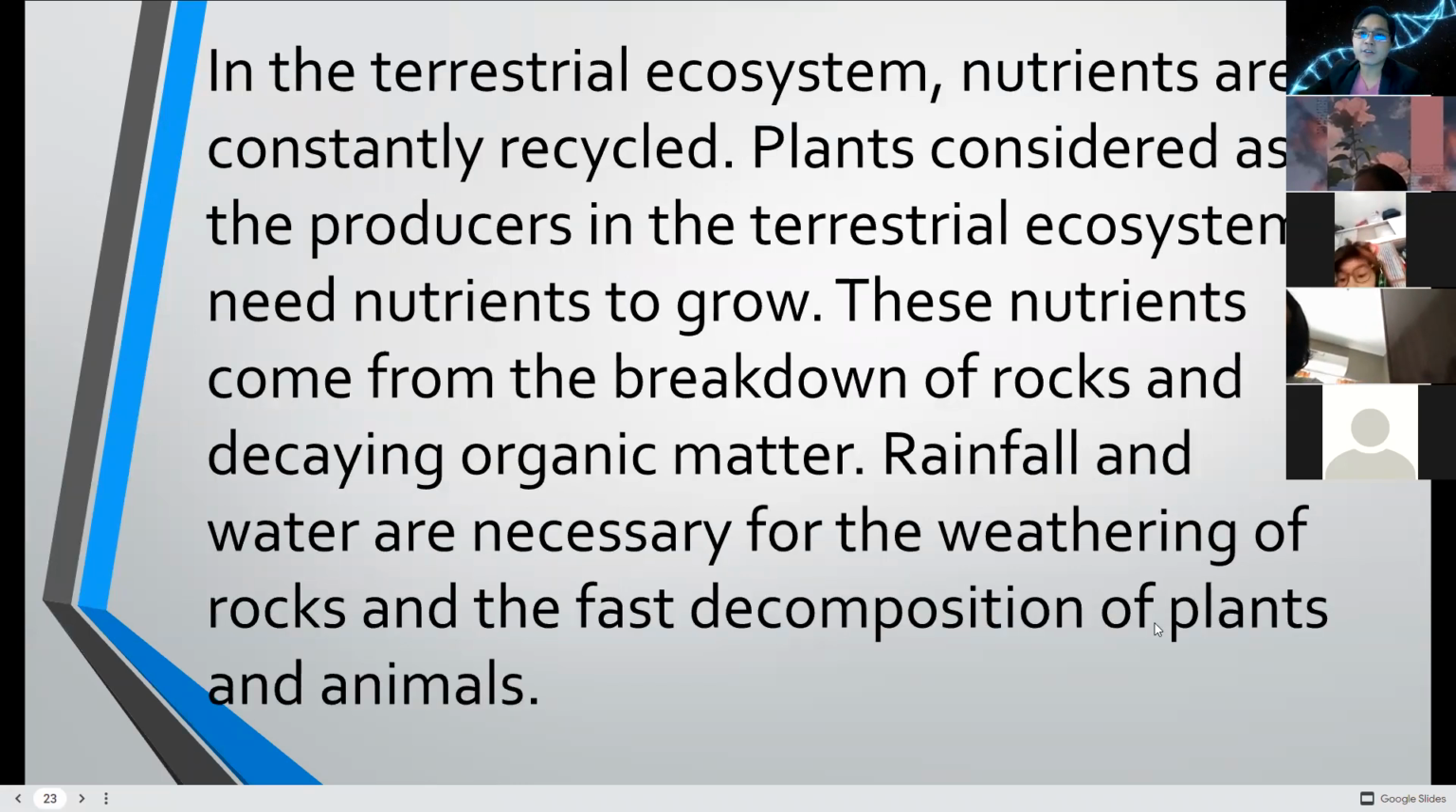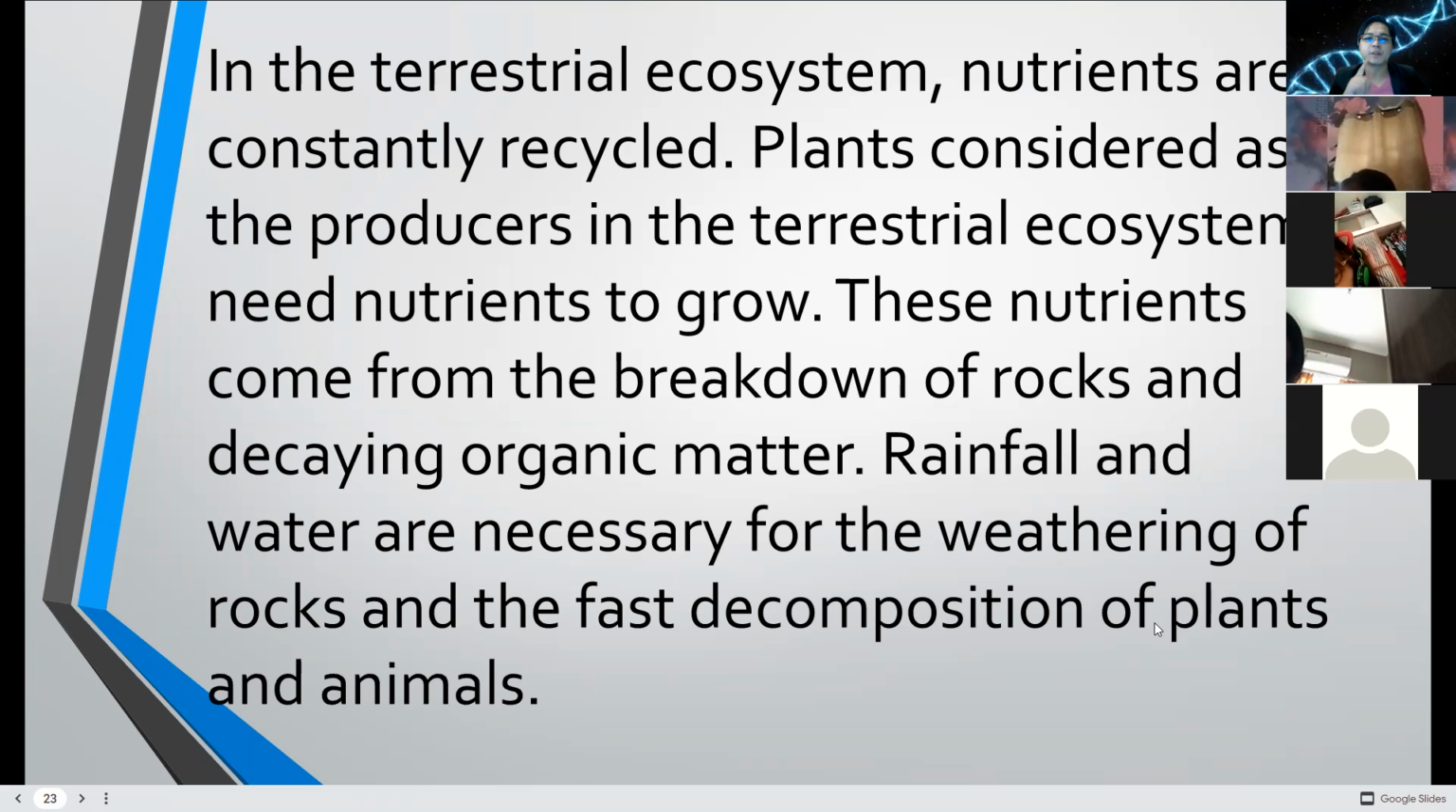In the terrestrial ecosystem, nutrients are constantly recycled. Plants, considered as the producers in the terrestrial ecosystem, need nutrients to grow. These nutrients come from the breakdown of rocks and the decaying organic matter. The decomposers act on it to recycle the nutrients from this dead organic matter. Rainfall and water are necessary for the weathering of rocks and erosion and the fast decomposition of plants and animals.